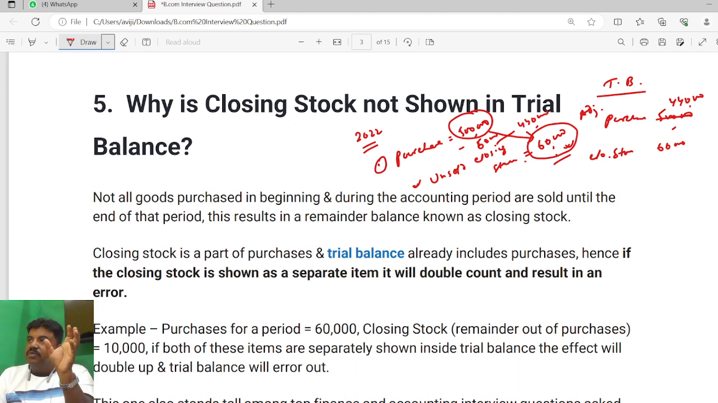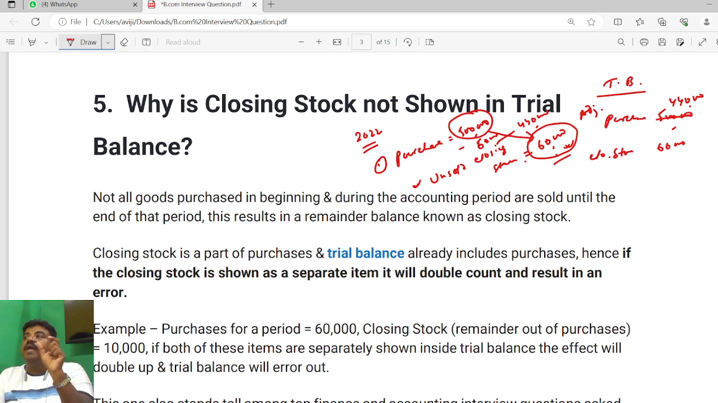As I gave the example, total purchase is 5 lakh. Out of 5 lakh, 60,000 remain unsold. Now, when you show your purchase as 5 lakh, that 5 lakh already includes the closing stock. Then you don't have to show the closing stock separately. Otherwise, there will be a double effect. That's why when the entire purchase is written in the trial balance, closing stock is not shown separately.